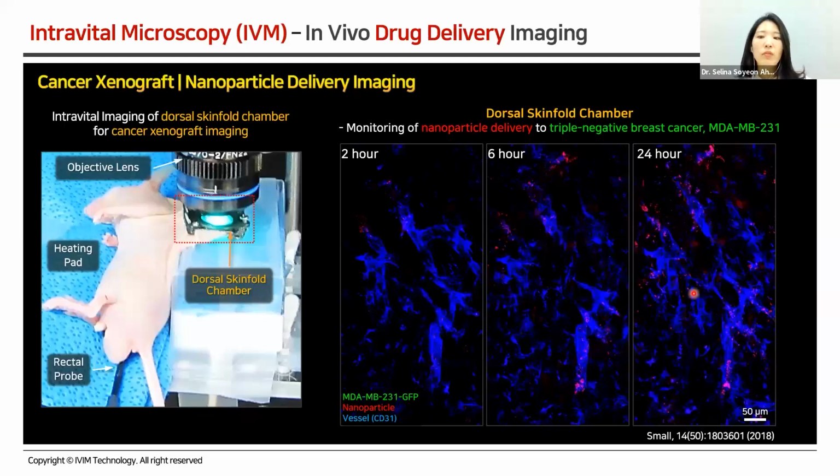This is one very good example of how we can utilize intravital microscopy technology to monitor the drug delivery to the target cell, the target tissue, or the organ inside of the living animal.